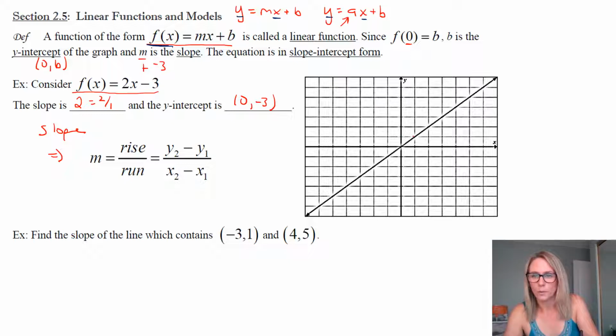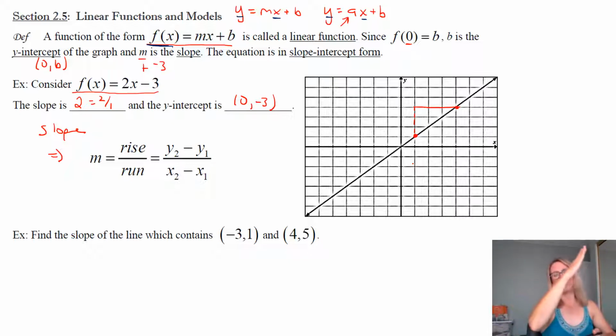So the slope is how steep the line is, and the line could be really steep or not steep at all. And the way to find out how steep it is is by doing rise over run.